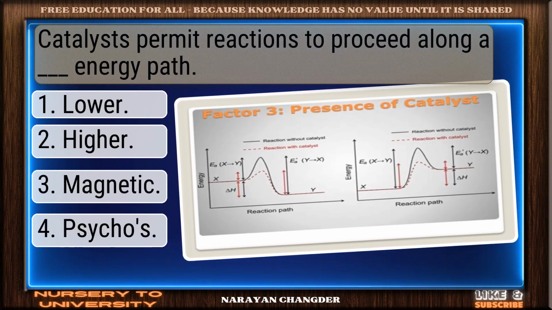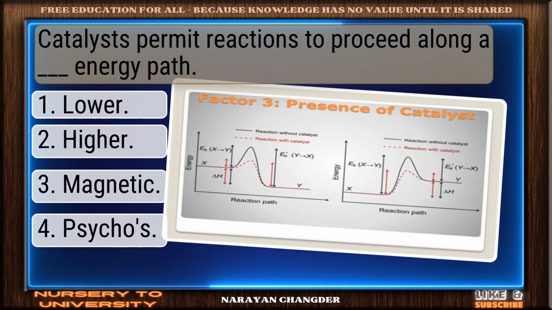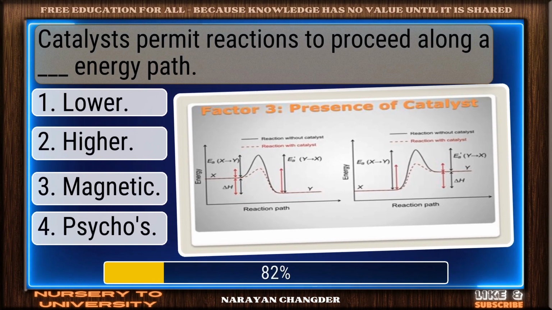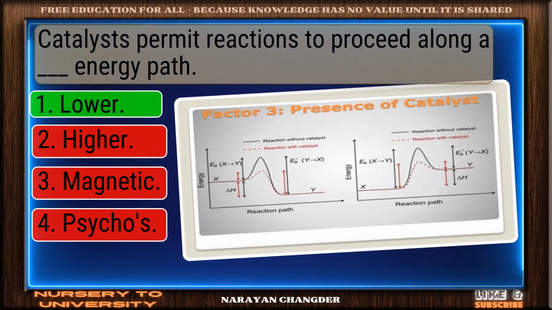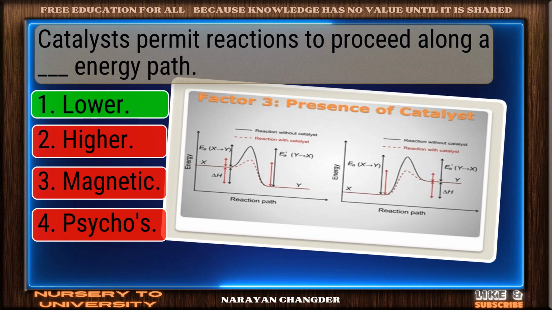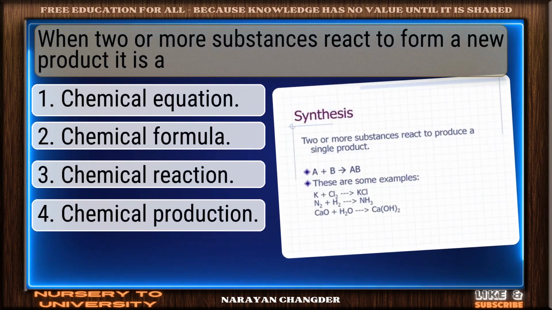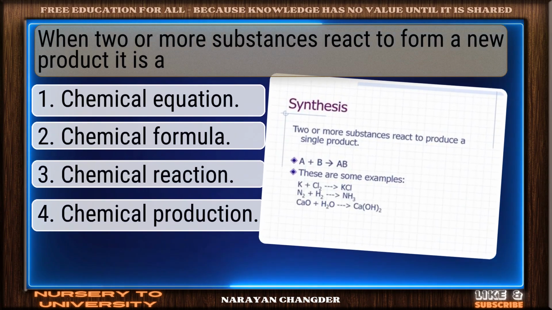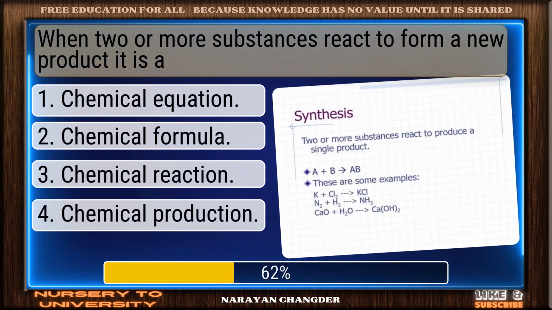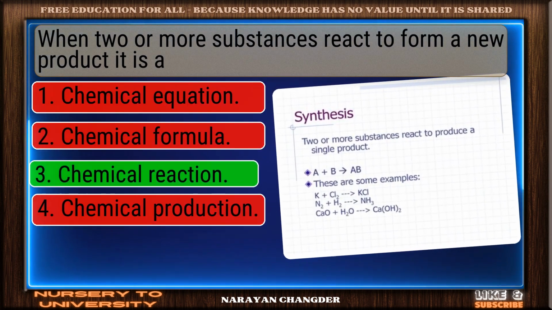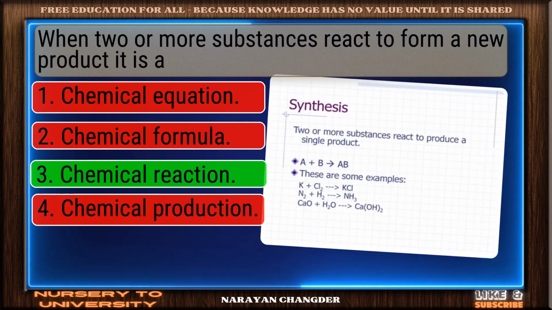Catalysts permit reactions to proceed along a dash energy path. Nicely done. Lower is a solid answer. When two or more substances react to form a new product, it is a... Perfect. Chemical reaction is the correct choice.